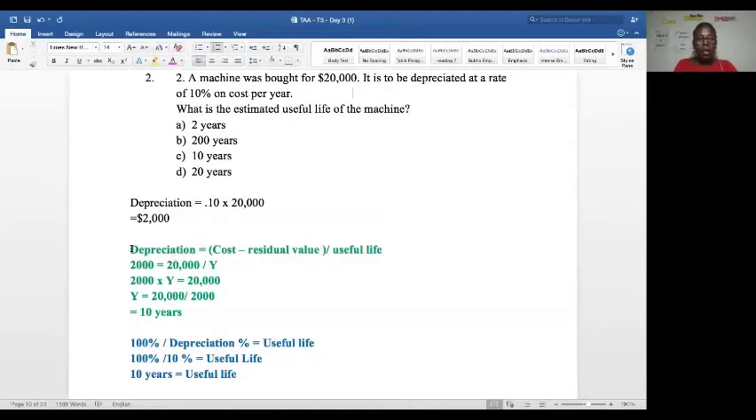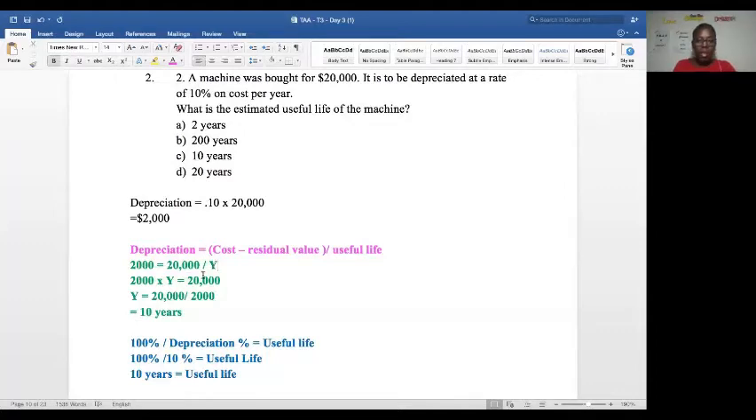Right? We can now use our formula. Depreciation equals the cost minus residual value all over the useful life. We have no residual value, so that's going to be 0. So in our brackets, we're going to have cost by itself. That's the 20,000 I have here, where you see the cursor moving. The useful life, we don't know what that is, so let's let that equal y. All right, we want to get the y by itself.